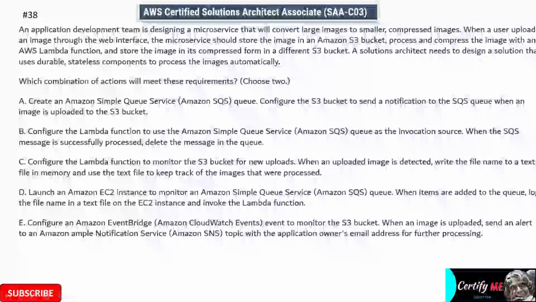Next question. An application development team is designing a microservice that will convert large images to smaller, compressed images. When a user uploads an image through the web interface, the microservice should store the image in an Amazon S3 bucket, process and compress the image with an AWS Lambda function, and store the image in its compressed form in a different S3 bucket. A solutions architect needs to design a solution that uses durable, stateless components to process the images automatically. Which combination of actions will meet these requirements?